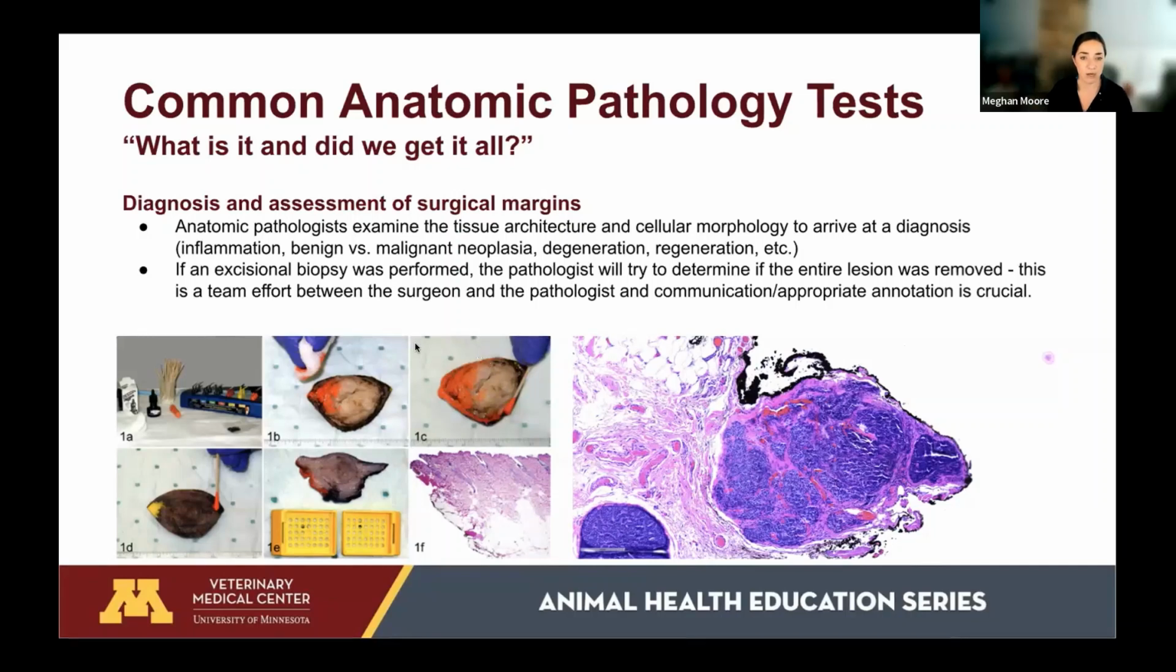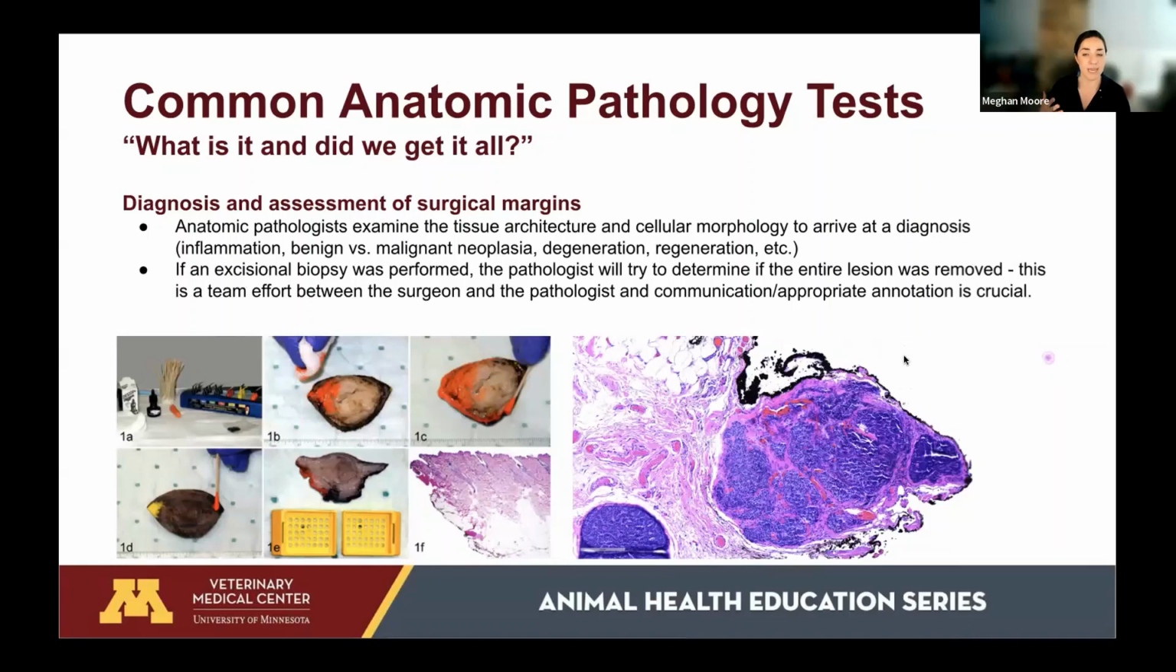And then we can look under the microscope to see if there are cancer cells that are hitting up against those margins. The image on the right there is showing a mammary tumor where unfortunately the cancer cells are right up against that black inked margin. And so that means that there is a chance that some of the cancer was left behind.